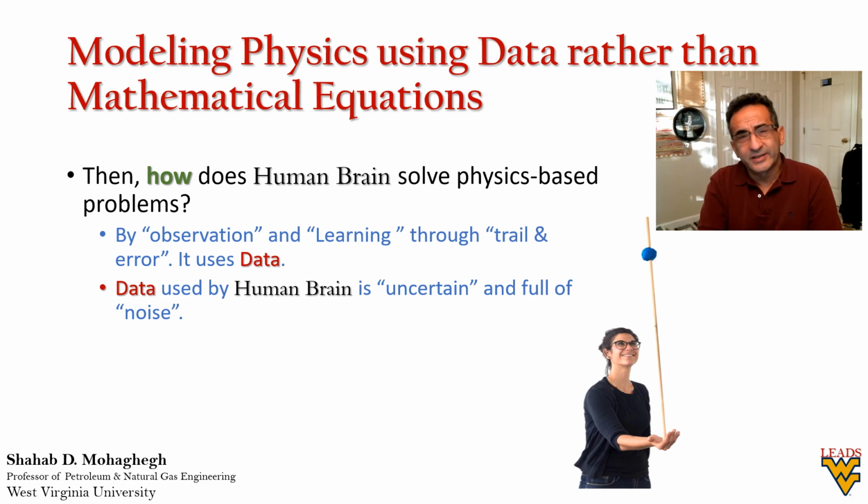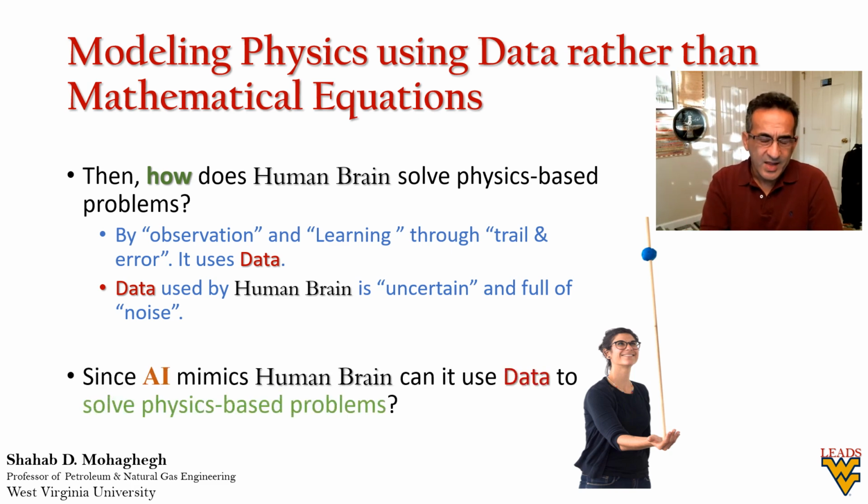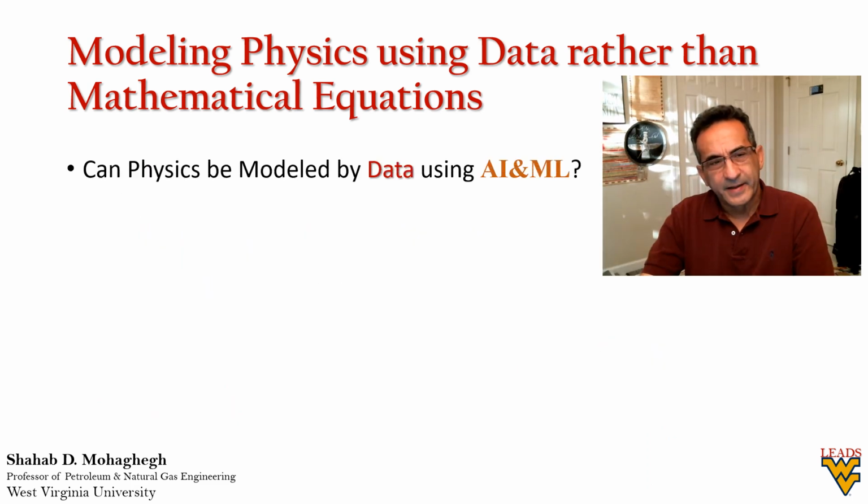The distance is long or short, but they're not exact values. They're very, very uncertain and they have a lot of noise. Since artificial intelligence mimics the human brain, can it use uncertain and noisy data to solve physics-based problems? I think the answer is quite obvious: yes, because AI is trying to mimic exactly what the human brain does.